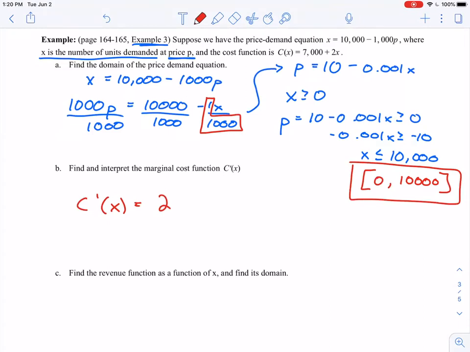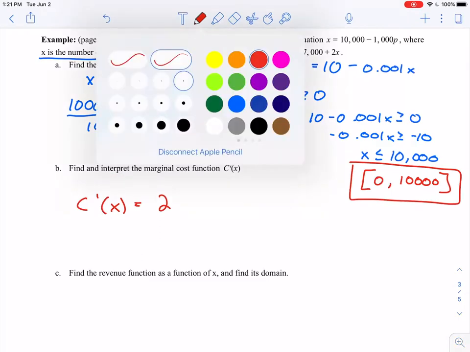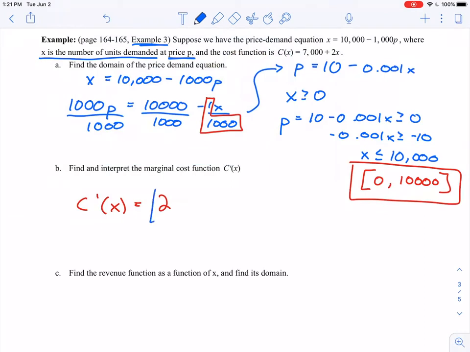So I found the marginal cost function, but we have a new problem here. We want to interpret this marginal cost function as well. So how could I think about this? Well, if I look at this, what's different about this problem is it's just 2, right? My marginal cost function is simply just 2. It does not depend on x. This isn't 2x squared plus 4, anything like that. It's just 2.